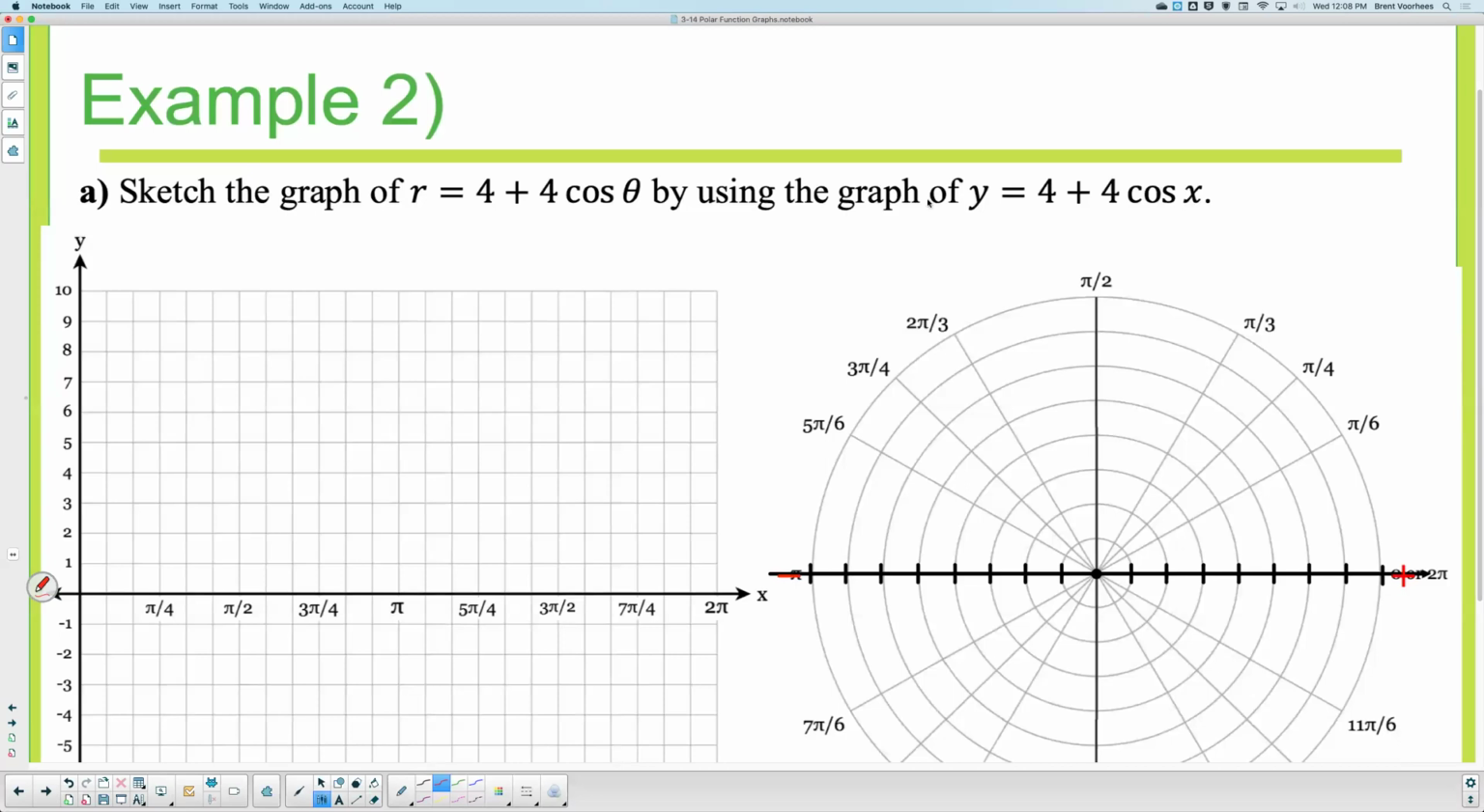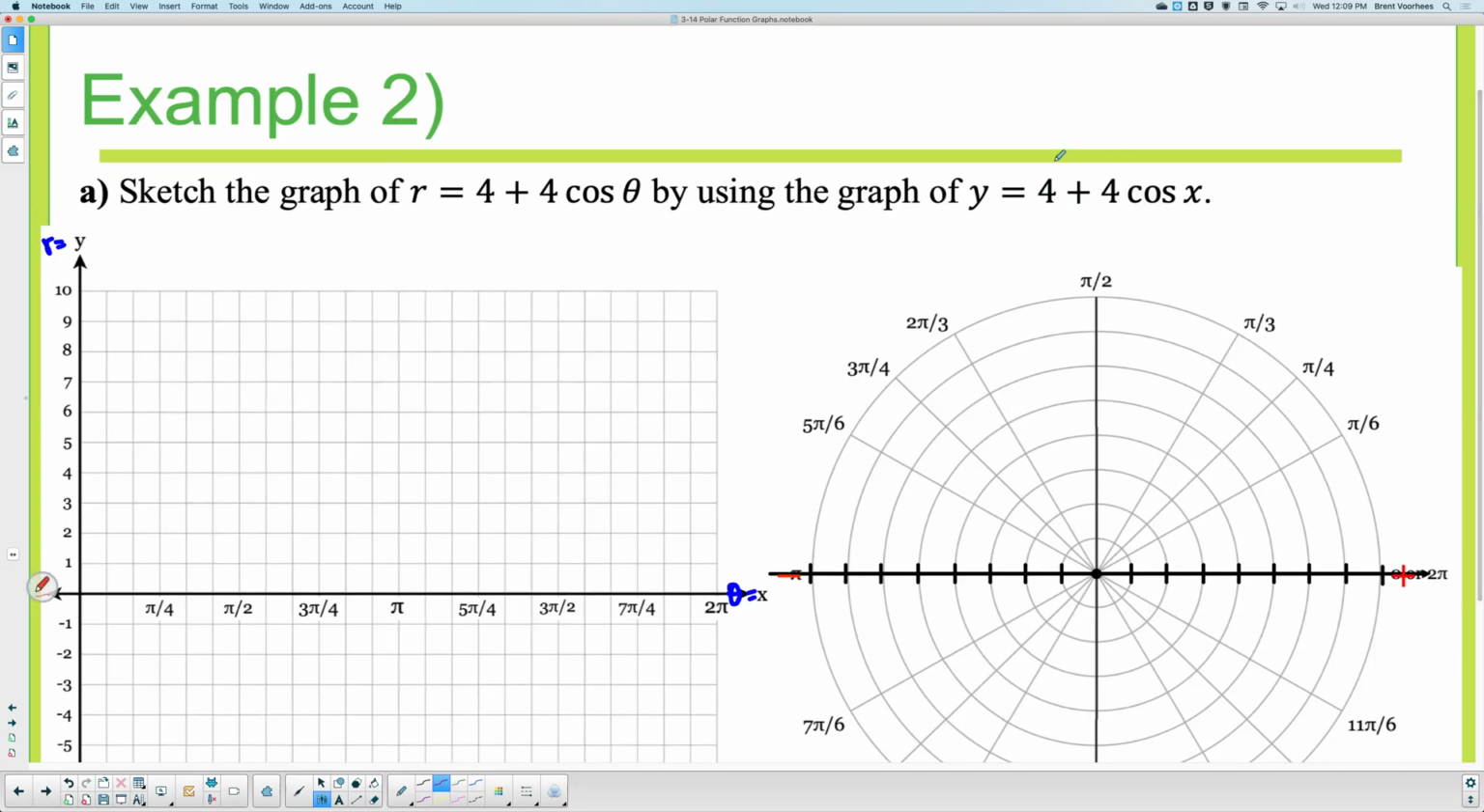I'm going to exchange r with a y. So the y value is equal to r. Go ahead and put that on here. The r value is equal to the y. The x value is equal to the theta. The theta will equal the x value. So I'm going to graph it.